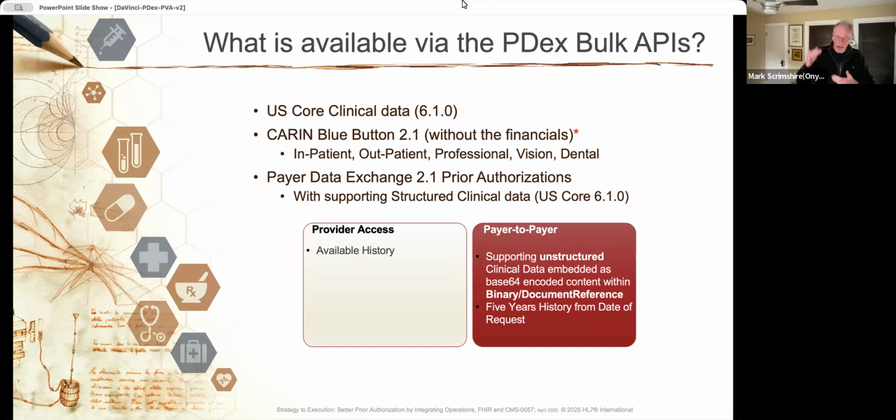Also, the payer-to-payer limits the amount of data to 5 years from the date of the request. There isn't that same requirement in provider access. So provider access can receive potentially all of the data that a patient might have asked for through the patient access API. But in terms of the prior authorizations, they're only going to get the supported structured clinical data. The export operation itself is basically the same between these two APIs.